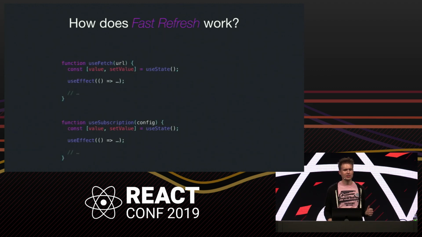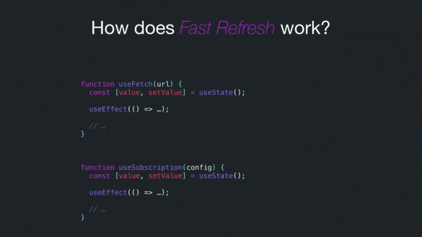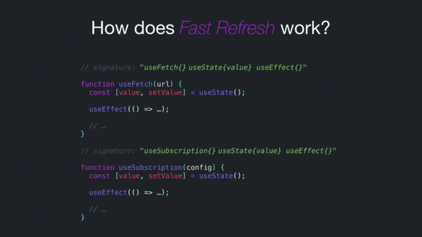For example, here are two custom hooks, useFetch and useSubscription. They both use the built-in state and effect hooks to do something. These custom hooks would both look the same to React, but they shouldn't look the same to fast refresh because it's probably not safe to share state between them. To account for this, fast refresh includes custom hook names as part of the signature it creates.